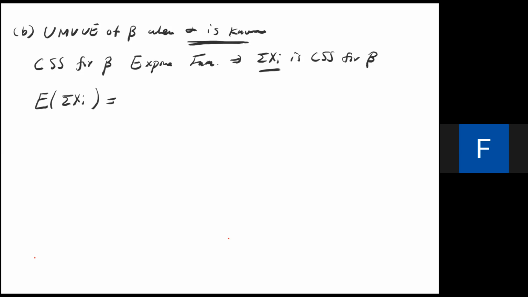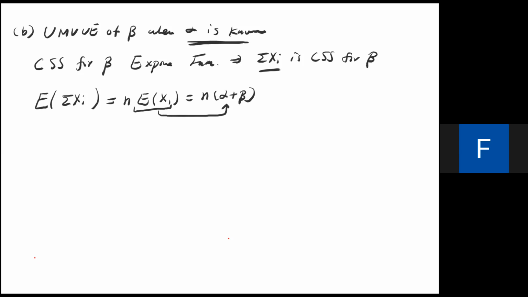Well, this is nothing but n times the expectation of x1, right? And then nothing but what? This n is what? I think the expectation of x1 should be alpha plus beta. Okay, I fully believe you guys can do it. Okay, with alpha plus beta.